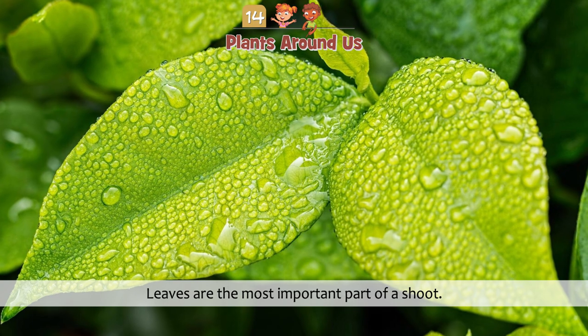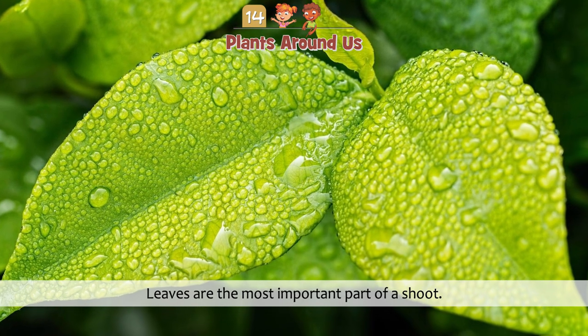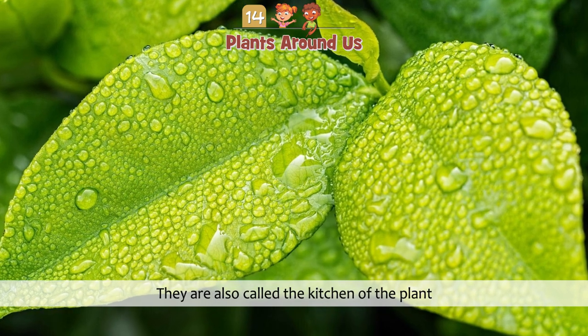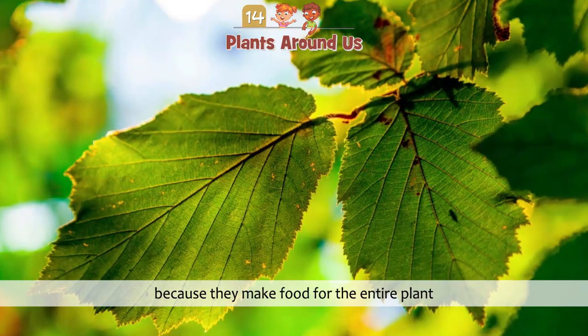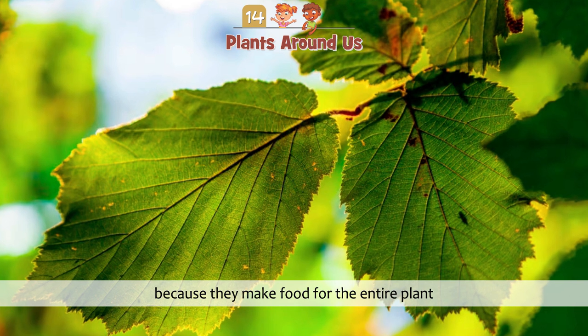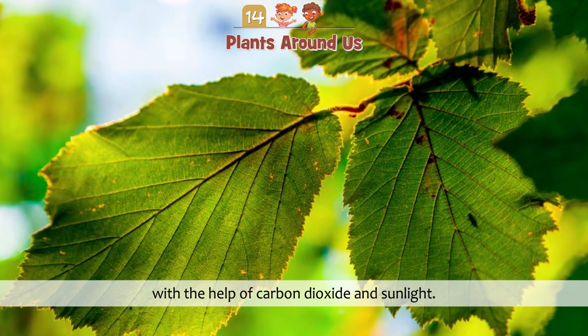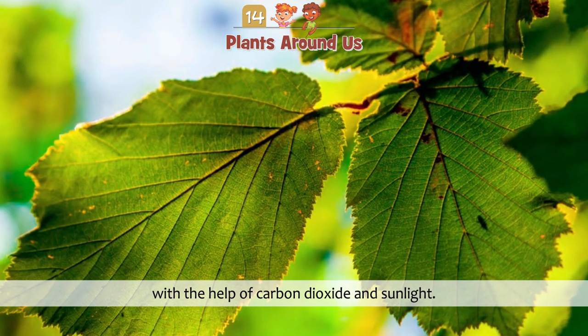Leaf. Leaves are the most important part of a shoot. They are also called the kitchen of the plant because they make food for the entire plant with the help of carbon dioxide and sunlight.